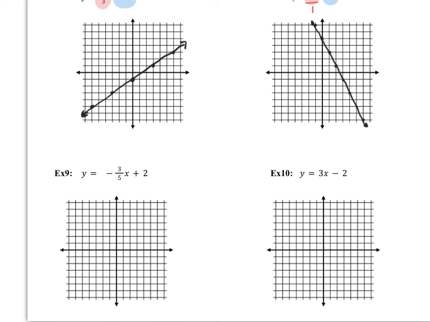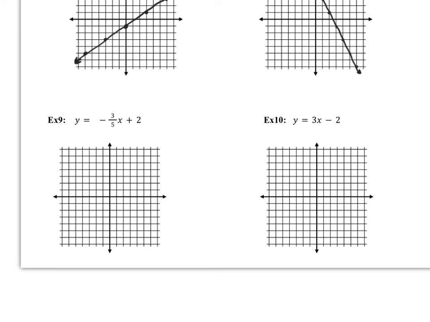So at this point I want you to pause the video and try examples 9 and 10. Graph your lines, make sure you're putting multiple points in both directions, and connect with a ruler. Press play when you're ready to check your answers.